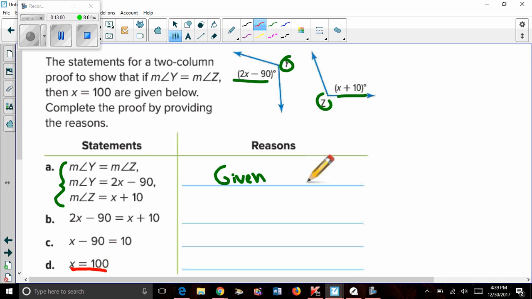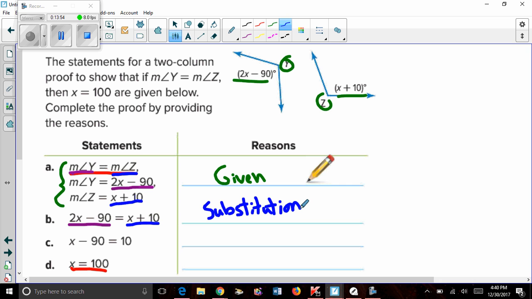What I see here is we have this statement that the measure of angle y equals the measure of angle z. Well, we know that the measure of angle y is 2x minus 90, and the measure of angle z is x plus 10. It appears that for the next statement, they took the measure of angle y and plugged it in. Then they took the measure of angle z and plugged it in. The step they followed is a step that we simply call substitution. We're substituting known information to allow us to find an answer.